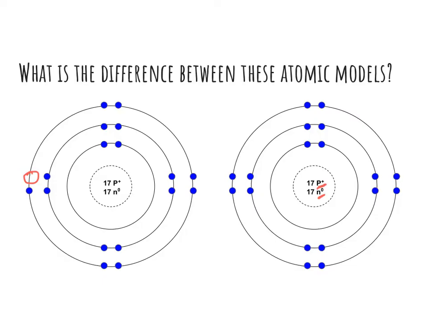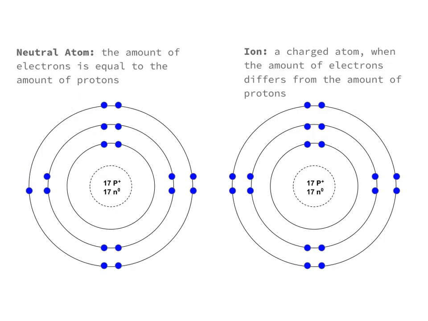If you were quick enough to count them, you would have noticed that on the left there are 17 electrons and on the right there are 18 electrons. Think about how that compares to the protons that are in both of these atoms. The atom on the left had 17 electrons, which was equal to the amount of protons located in the nucleus. When the amount of electrons is equal to the amount of protons, we call that a neutral atom.